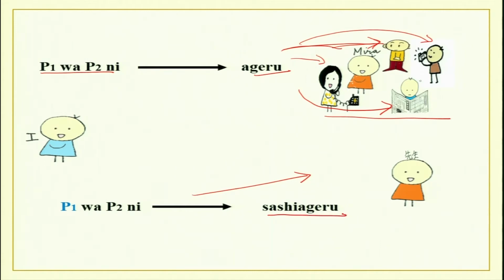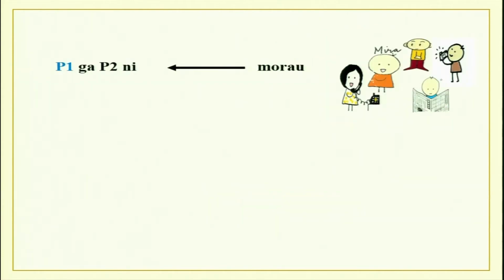It is sashiageru. So, watashi wa sensei ni hon o sashiagemasu. And you will see who is giving? I am giving over here. So, I am the subject. Now, again you have done morau. Over here also you will see who is the subject? I am the subject. Watashi wa person 2 ni moraimashita. I received from, it could be Mira-san, it could be Chichi, it could be the teacher.